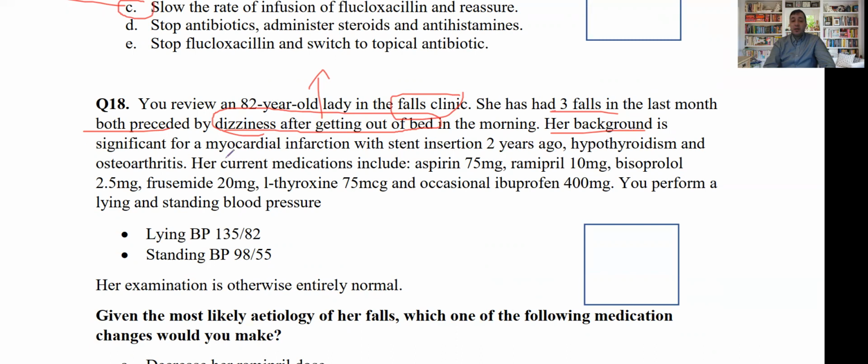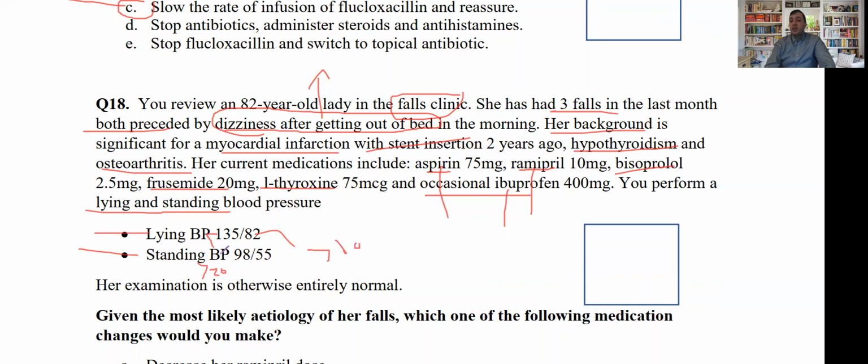So her background is significant for myocardial infarction with a stent insertion 2 years ago, hypothyroidism and osteoarthritis. Her current medications include aspirin, an antiplatelet. She's on ramipril, an ACE inhibitor, a vasodilator, bisoprolol, a beta blocker, furosemide, a loop diuretic, and L-thyroxine for hypothyroidism. Occasionally ibuprofen, a non-steroidal anti-inflammatory. You perform lying and standing blood pressure test. Lying blood pressure is 135/82, and standing blood pressure 98/55. As we can see here, the systolic blood pressure decreases more than 20 millimeters of mercury, and the diastolic blood pressure falls more than 10 millimeters of mercury.